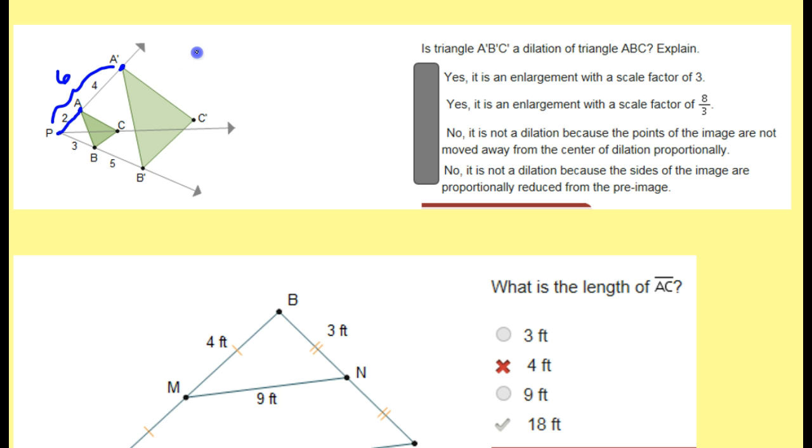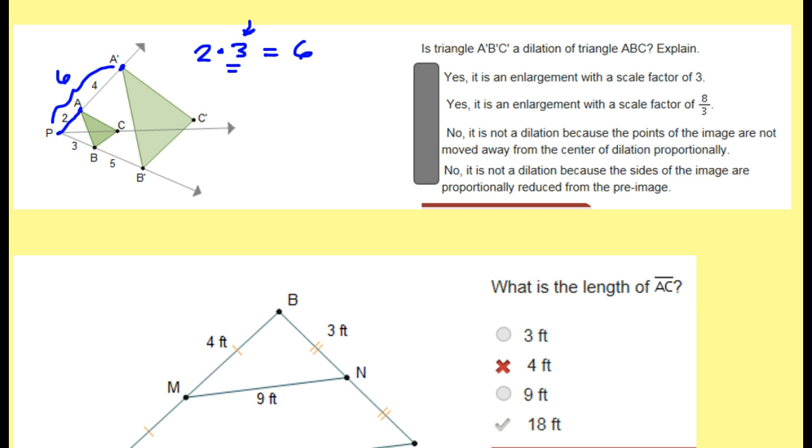How did we do that? If we did 2 times 3, then you would arrive at your 6. So this 3 would be the scale factor. That's how many times bigger the distance got. So if this is going to be a dilation, that should be the same for all of these.